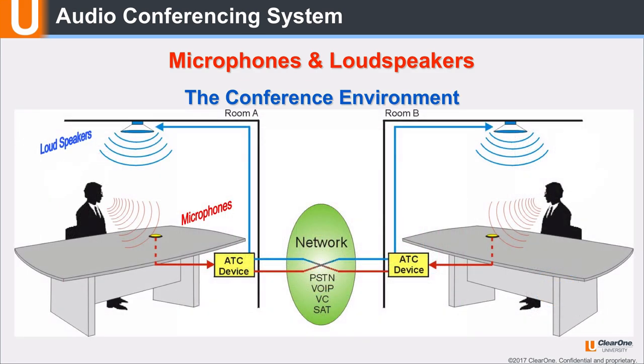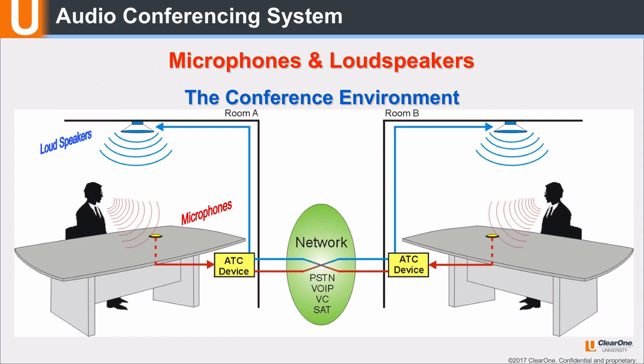This is a basic illustration of an audio conferencing system. Let's look at how audio flows through the system. Audio from room A is picked up by the microphones in room A, which is then sent to room B by way of the audio teleconference device, the network, and finally to the loudspeakers in room B. In this system, the audio teleconference device improves performance by removing echo and noise from the audio. This will be discussed in more detail in upcoming modules.